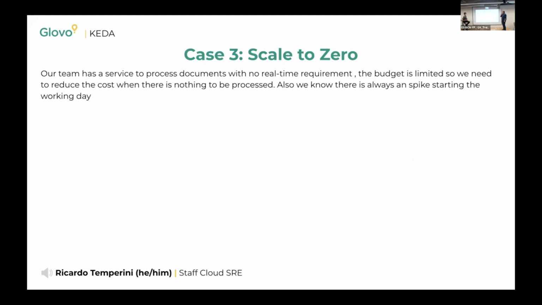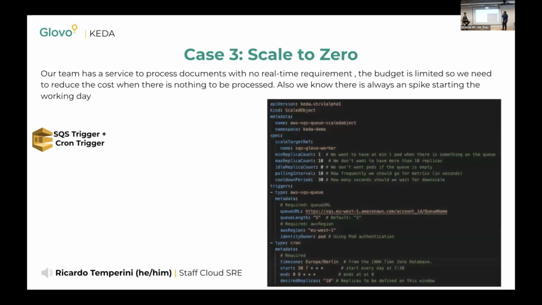But we have a limited budget because we don't want to spend too much on this. But also we know that there is a spike of requests starting the working day. So in this case, for example, Keda provides the functionality to aggregate different types of scaling. We can have here the SQS and cron, for example.